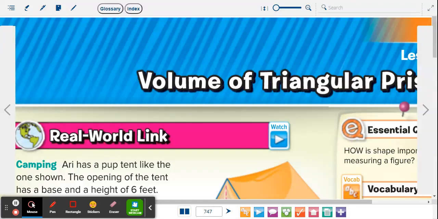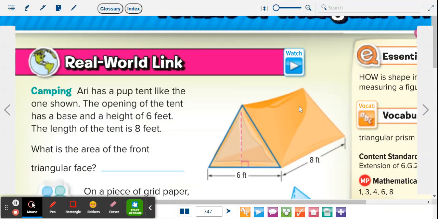So we're moving into volume of triangular prism today. Yesterday we did volume of a rectangular prism. So the only difference is, rather than having all bases of rectangles, we have two bases of triangles. So like a tent. So the front and the back are triangles. Everything else is a rectangle. So that's the only triangles you're going to see on a triangular prism is the base. So either probably the top and the bottom.